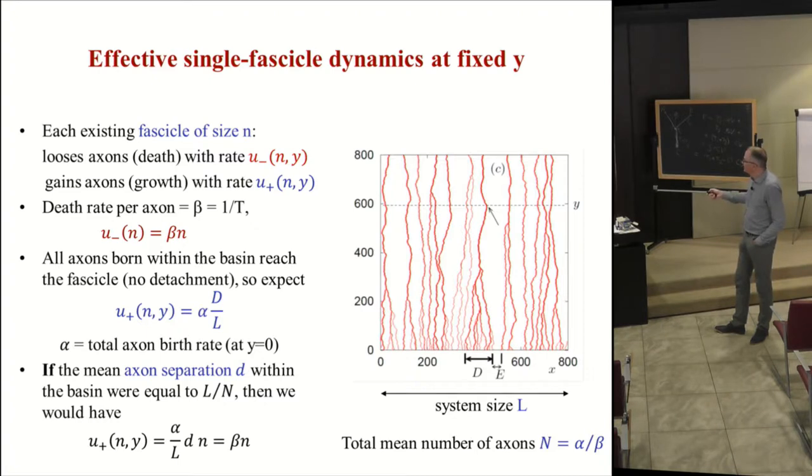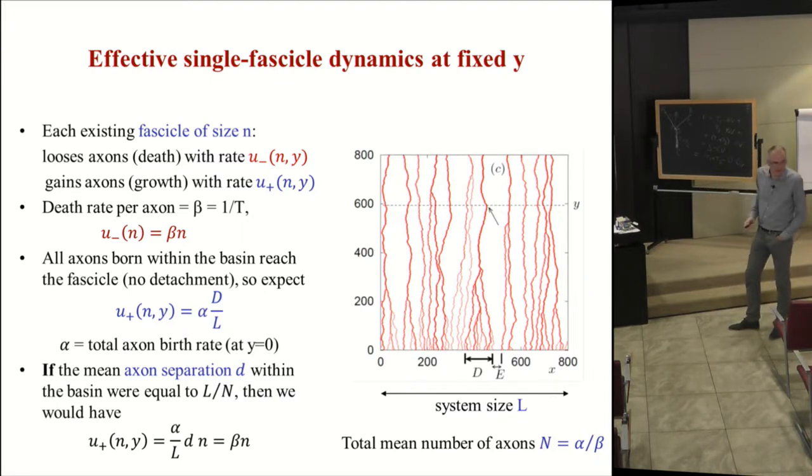If you trace back all the axons in this fascicle, here's the leftmost, here's the rightmost, and as long as these two are there, any new axon that is born in the space between must necessarily end up in this fascicle. That will be true maybe only in 2D. Everything is 2D right now. Yes, absolutely right. I'm speaking about 2D, like in our culture system where it grows along a glass plate.